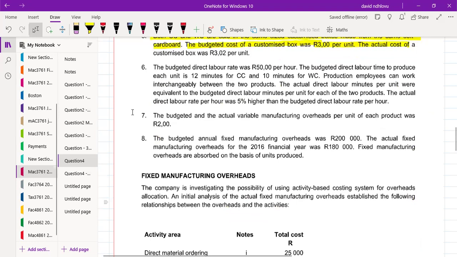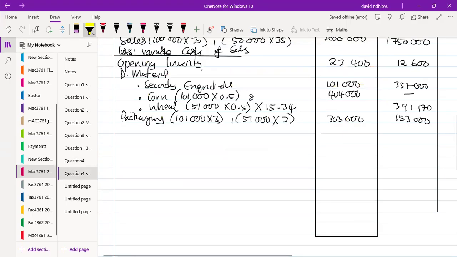Right, what about the labor? Right, the budgeted direct labor rate was 50 rand per unit or per hour, sorry. Then the budgeted direct labor time to produce each unit is 15 for the CC and 10 minutes for the WC. Right, production employees can work interchangeably between the two products. The actual direct labor minutes per unit were equivalent to the budgeted direct labor minutes per unit for each of the two products. The actual direct labor rate was 15% higher than the budgeted direct labor rate per hour. So I'm interested in the budgeted information.